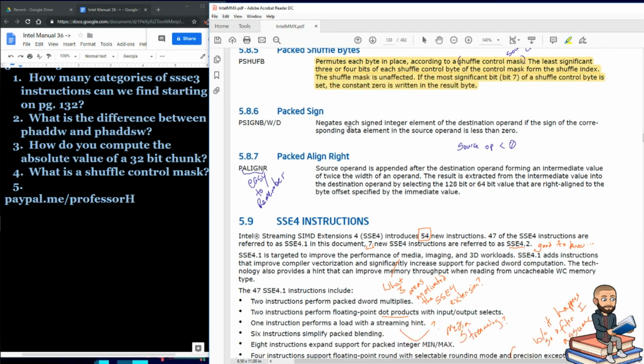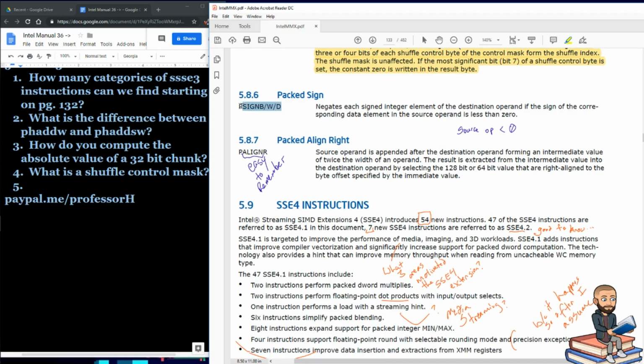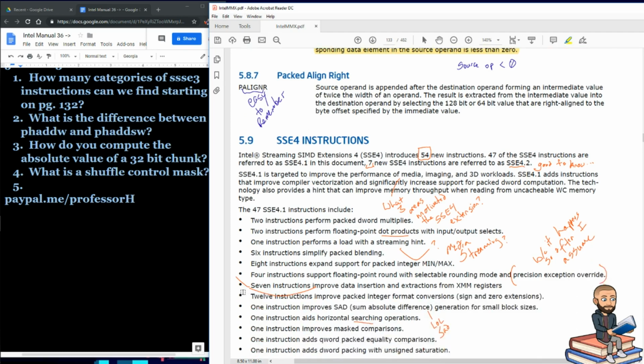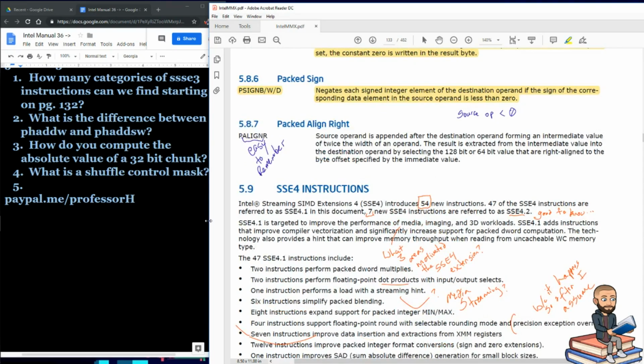Now we have a short description here, and that's nice of them to do this with the W and D. But what this says is this instruction negates each signed integer element of the destination operand if the sign of the corresponding data element in the source operand is less than 0. So it negates it. Easy. And our last one for this video, a real short video, let's try to get to 5 questions.